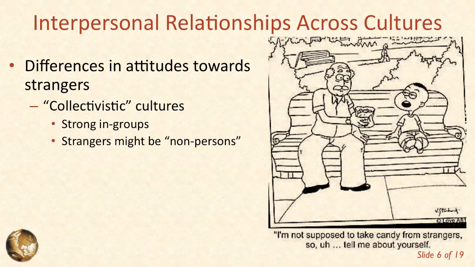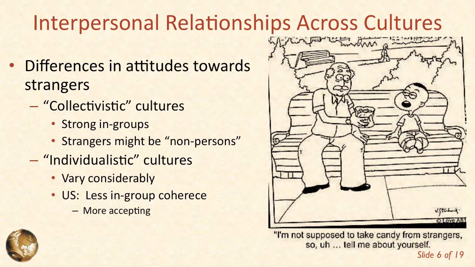That's a good example of how the context will determine relationships and how people relate to one another. In individualistic cultures, we tend to vary considerably in terms of how strangers are dealt with or treated on an initial encounter. We tend to, for example, in the U.S., and this is an example of an individualistic culture, have less in-group coherence than in other cultures that are labeled collectivistic.